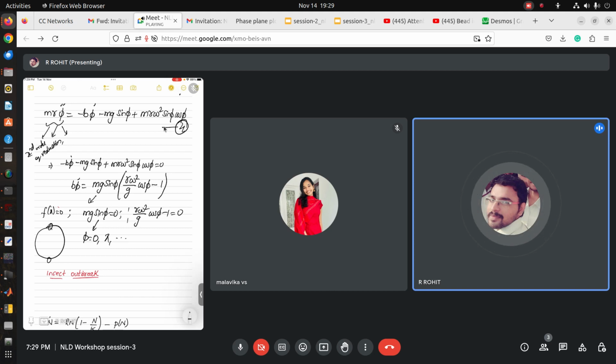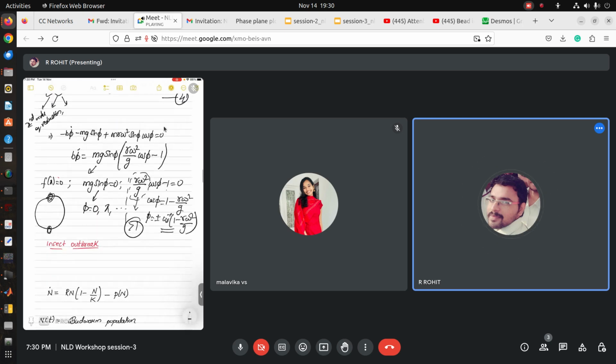And apart from this, you have one more solution: cos phi equal to 1 minus r omega square by g. So that means phi equal to cos inverse of 1 minus r omega square by g. So you have one more solution here. This will happen only when r omega square by g is greater than 1. This condition has to be met. Else if it is equal to 1, it will become 0 and you will have only the fixed points like the bottom or the top part. So I will just show you how that is.